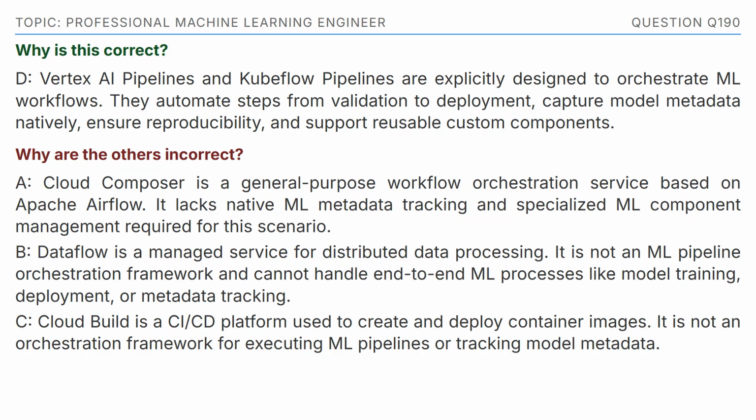Why is this correct? D. Vertex AI pipelines and Kubeflow pipelines are explicitly designed to orchestrate ML workflows. They automate steps from validation to deployment, capture model metadata natively, ensure reproducibility, and support reusable custom components. Why are the others incorrect? A. Cloud Composer is a general-purpose workflow orchestration service based on Apache Airflow. It lacks native ML metadata tracking and specialized ML component management required for this scenario. B. Dataflow is a managed service for distributed data processing. It is not an ML pipeline orchestration framework and cannot handle end-to-end ML processes like model training, deployment, or metadata tracking. C. Cloud Build is a CI/CD platform used to create and deploy container images. It is not an orchestration framework for executing ML pipelines or tracking model metadata.